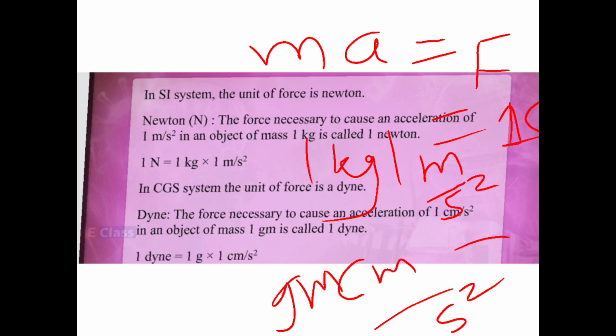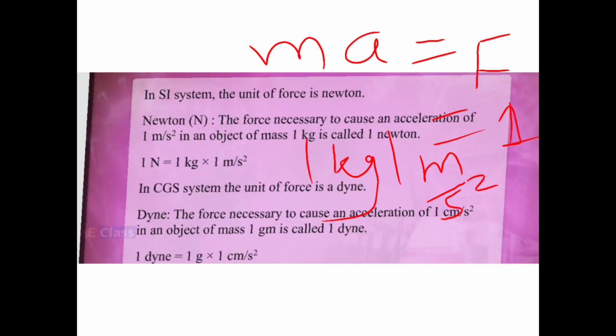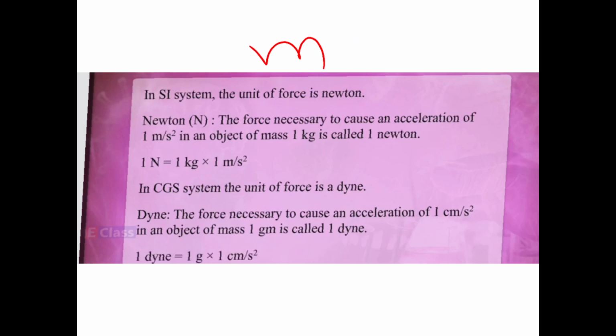Now once we have Newton and dyne, the other thing which comes to our mind is what is the relationship between them. Relationship, meaning we say 100 centimeter is equal to 1 meter, 1000 gram is equal to 1 kg. So how many dynes is equal to 1 Newton? We don't know that yet. So let us calculate it.